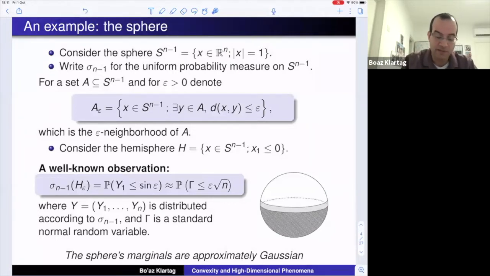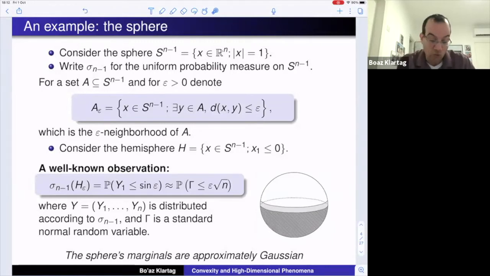So given a set A on the sphere and some parameter epsilon, we'll consider the set A epsilon, which is the set of all points in the sphere whose distance from A is at most epsilon. So for instance, let's look at the hemisphere. The hemisphere is the set of all points whose first coordinate is negative. This is the southern hemisphere. And this is a set of measure 1/2 because sigma is a probability measure and clearly the hemisphere is half of the sphere. And now what is the epsilon neighborhood of the hemisphere?